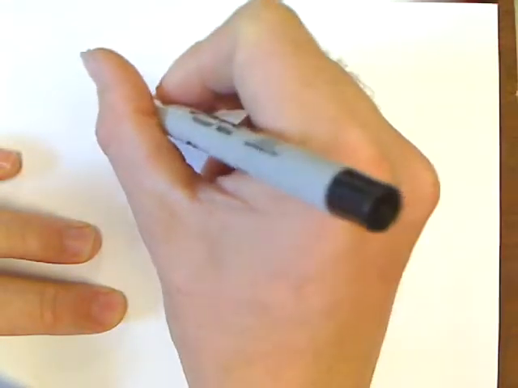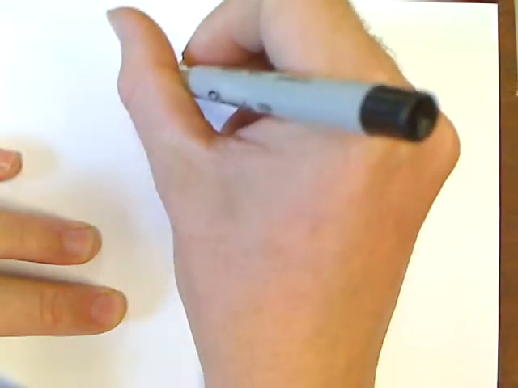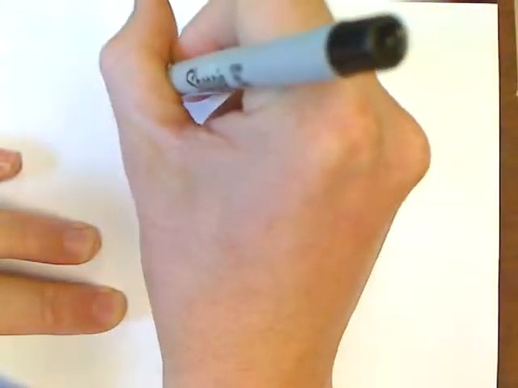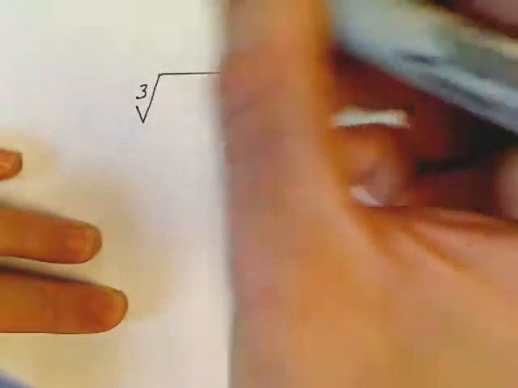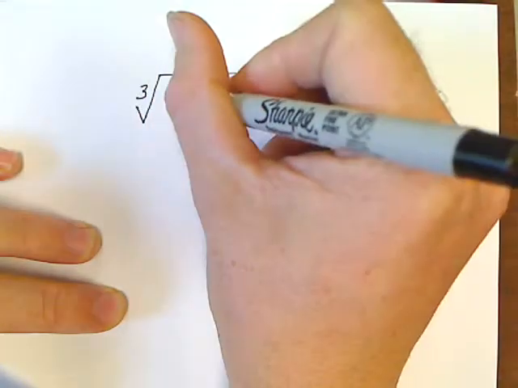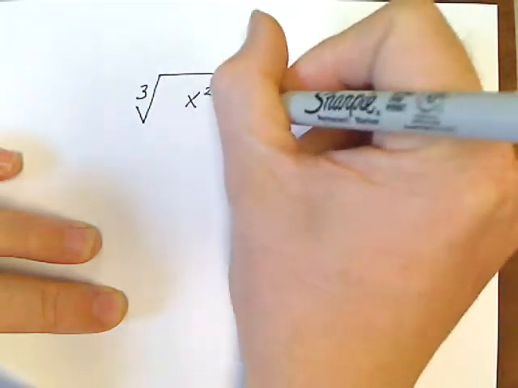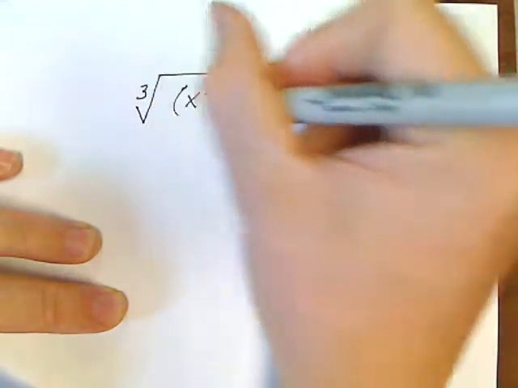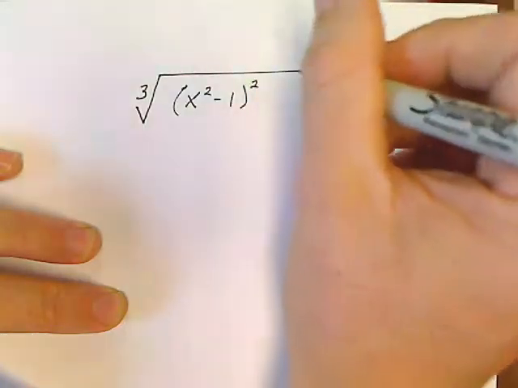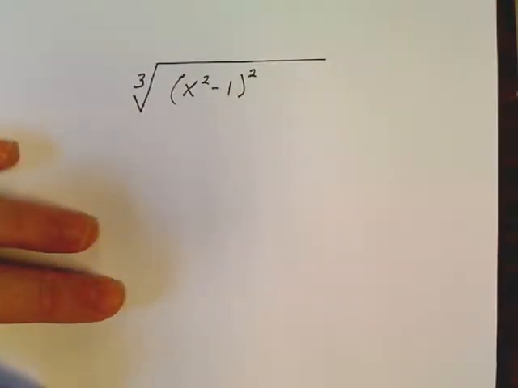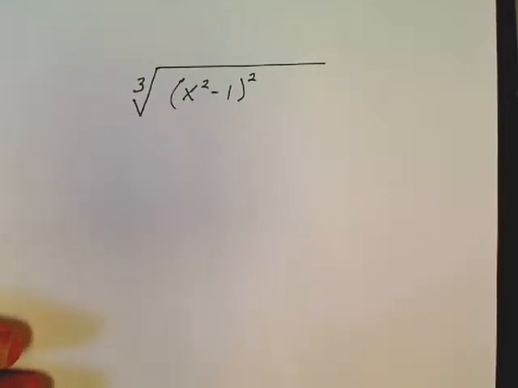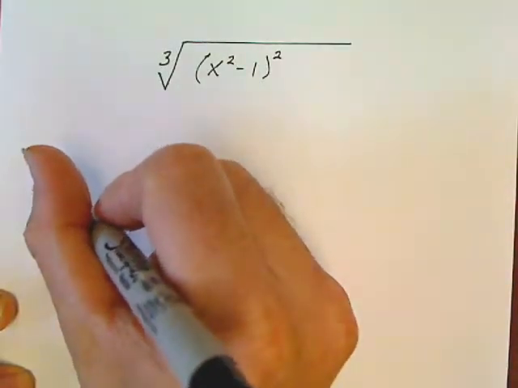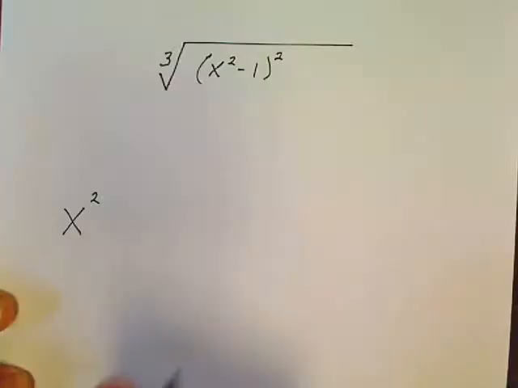Let's throw in a radical and put a 3 out in front of it. Let's get a cube root here. X squared minus 1 squared. When you first look at this, you might be thinking, oh, this is crazy. No, think about it. If you know how to do a square, I want you to look at this.